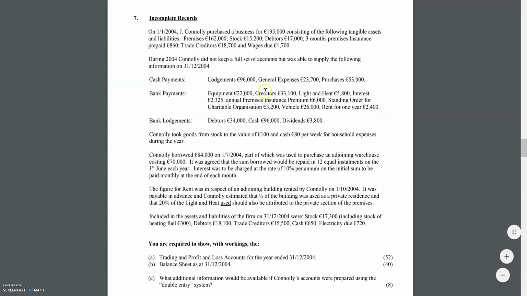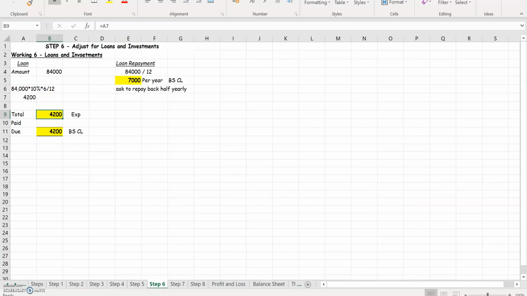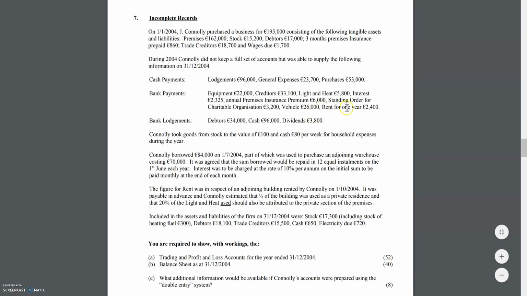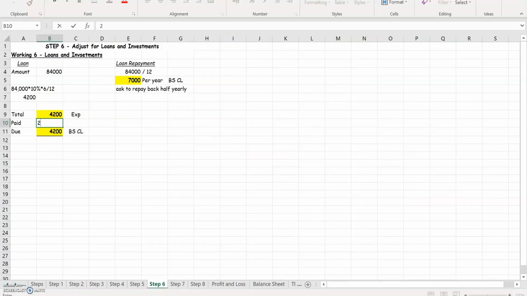But in the question then, just have a look and see bank payments. Did we pay any interest so far? And we have interest of 2,325. So always have a look in the question to see if we've made any repayments for any expense. So that was 2,325. So that's going to be what we've paid already. So what we've left to pay then is 1,875, and that's also going to go on your balance sheet as a current liability.